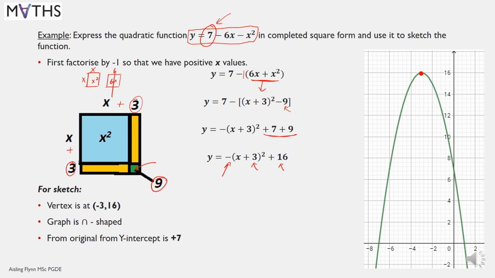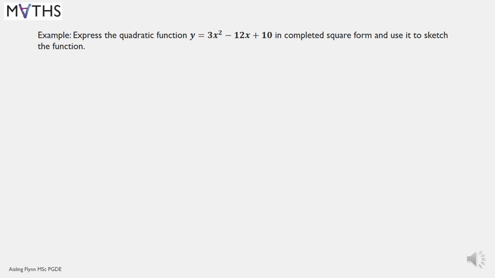So what did we get? We got our vertex at minus 3, 16. We know that it's hill-shaped, and my y-intercept is there at plus 7. Okay, so you can do a sketch. Now the word sketch means that it doesn't have to be 100% accurate, you just need the key points. Okay, so one more example to cement that idea, and also because there's a slight difference.